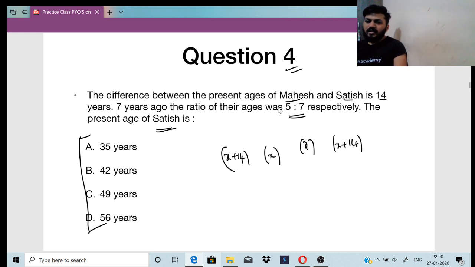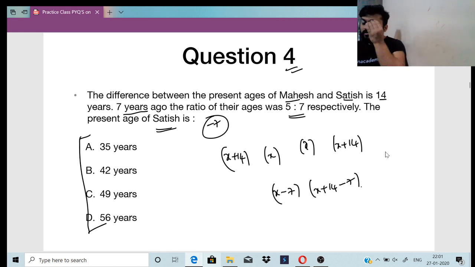Now 7 years ago their ratio was 5:7. So x minus 7 and x plus 14 minus 7. 7 years ago का मतलब क्या है? It is minus 7 है ना, past tense में जाना है. x minus 7 over x plus 14 minus 7 is equal to 5/7. So now do it and give me the answer.